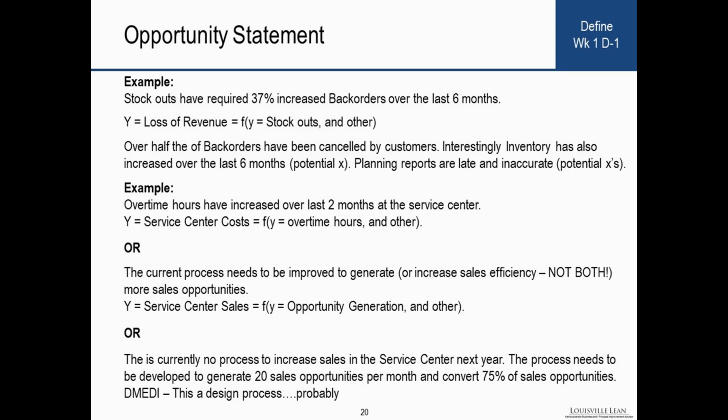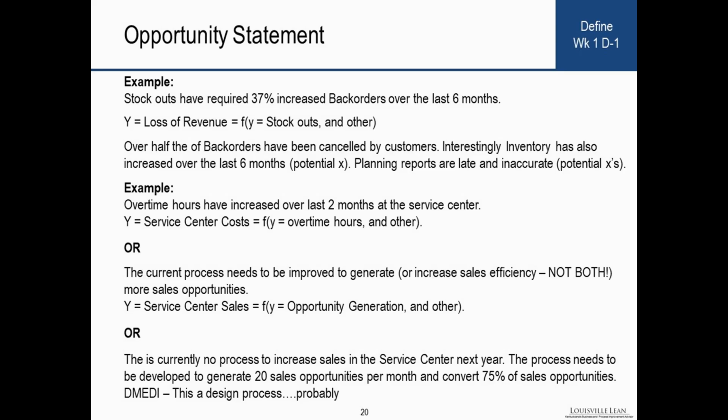But if we really want sales, that was the second half of that project, that's why these 2 projects had to be broken out: the current process needs to be improved to generate more revenue. So we've got a process to generate revenue, but it's not very good. So what we're saying is, again, big Y, service center sales, not cost, is a function of opportunity generation, amongst other things. Now, it also may be you don't have a process.